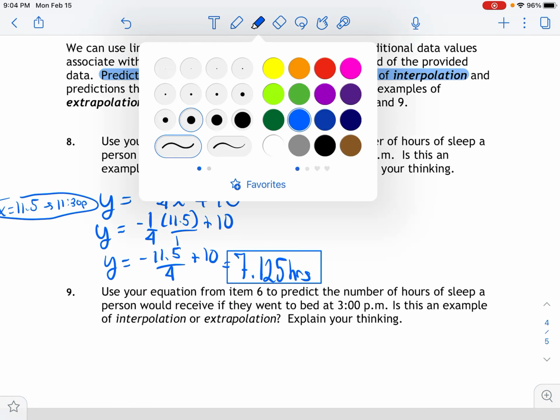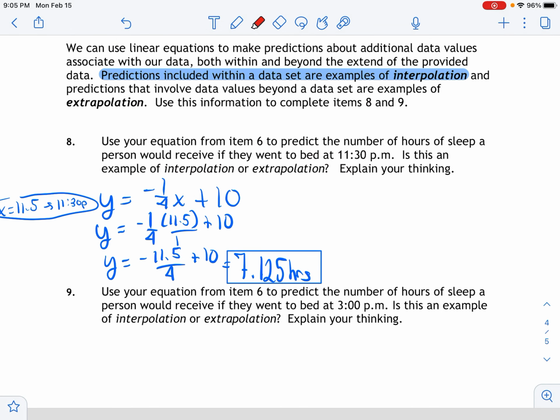Now, if the value is beyond the data set, so predictions that are beyond the data set, these are examples of extrapolation. So a value like 1 p.m. or 7 a.m. or something like that would be an example of extrapolation. So let's go ahead and answer this follow-up question, and then you can use this information to repeat the process and complete problem number 9.